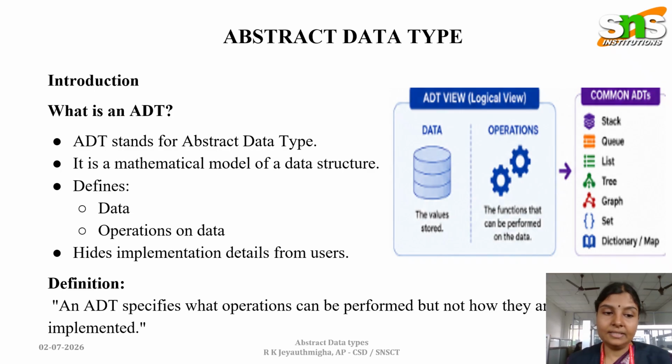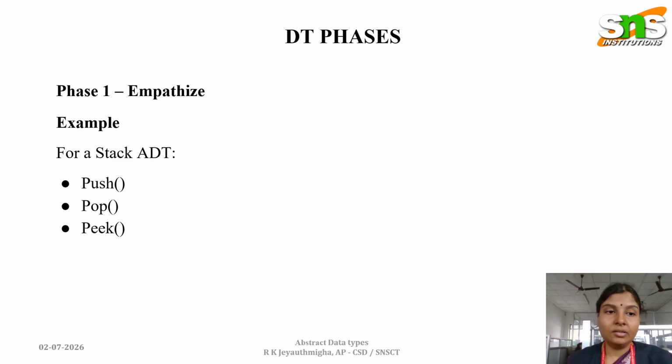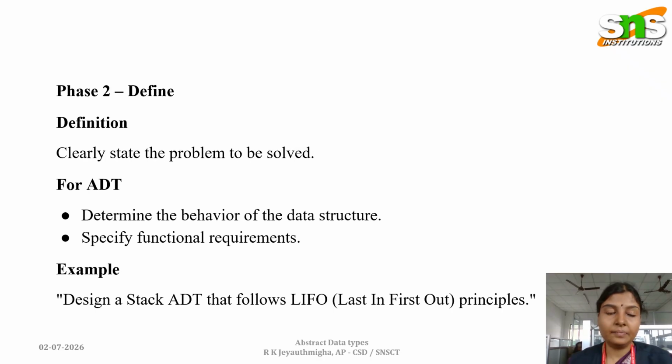How can we define ADT? An ADT specifies what operations can be performed, but not how they are implemented. Let us empathize this concept. So, understanding the user's needs, challenges, and expectations, we need to identify the requirements of programmers, understand the operations needed. For example, a stack ADT, the operations of stack ADT are push, pop, and peek.